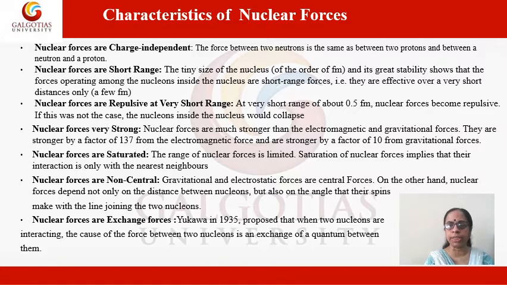If each nucleon is interacting with all the remaining nucleons of a nucleus, then the total number of interacting bonds will be A multiplied by A minus 1 divided by 2. So binding energy will be proportional to A square, where A is the mass number. So total binding energy would increase roughly as A square.